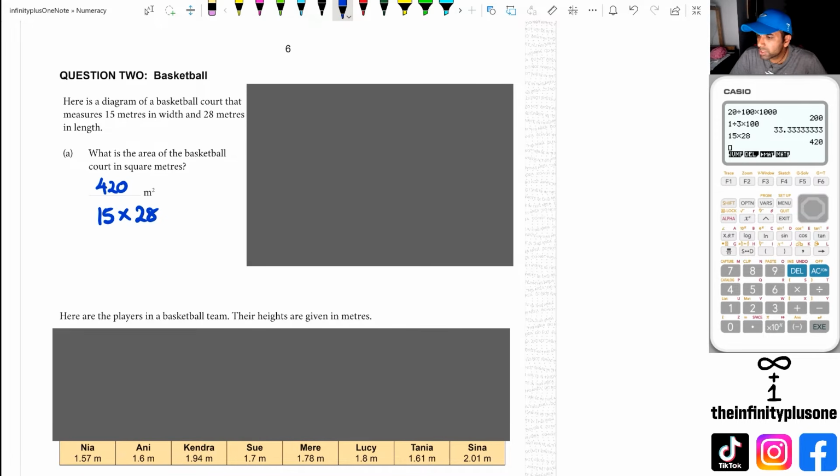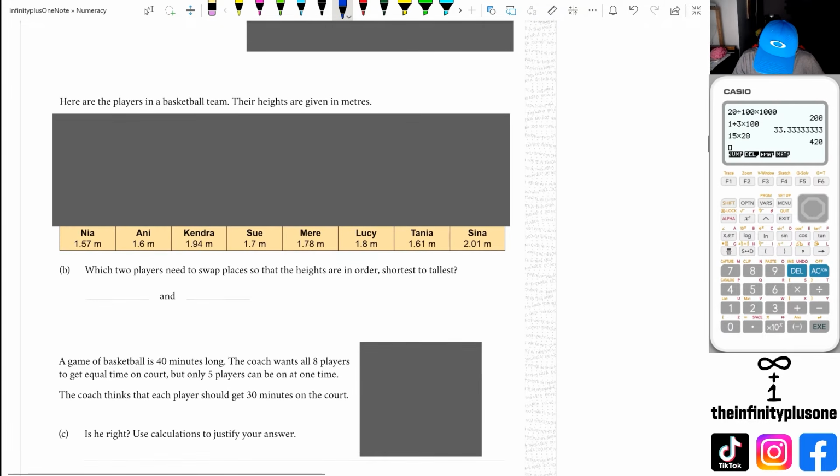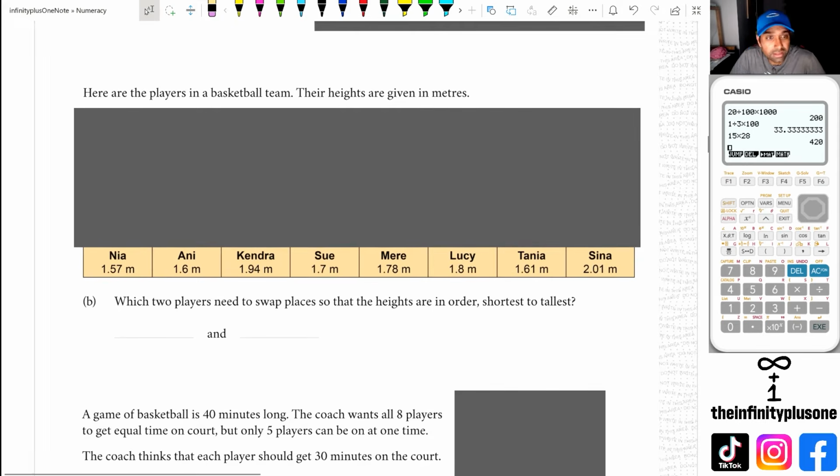That's pretty much question 2A there. Now we go to question 2B. So 2B, let's just make this basketball. Here are the players in the basketball team. Their heights are given in meters. Which two players need to swap places so that the heights are in order, shortest to tallest?